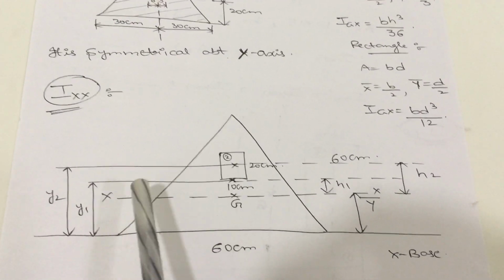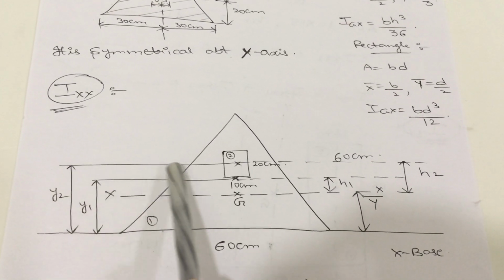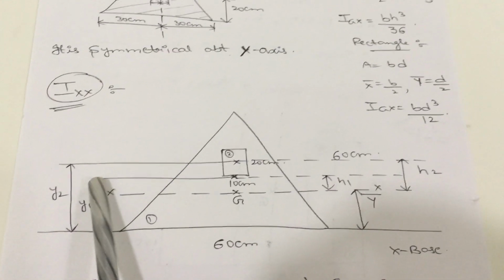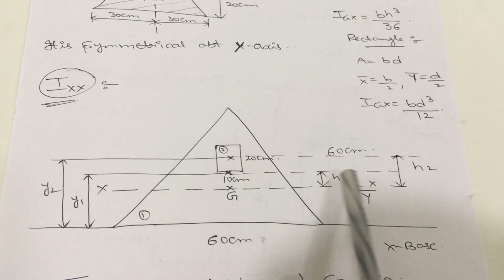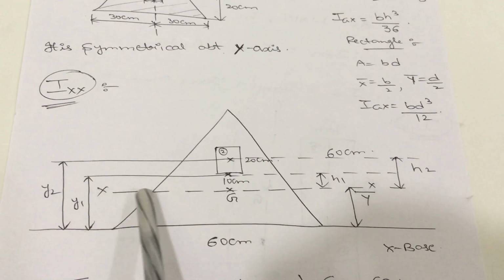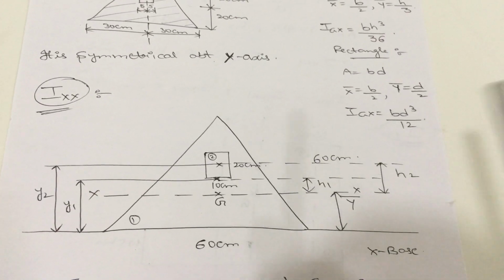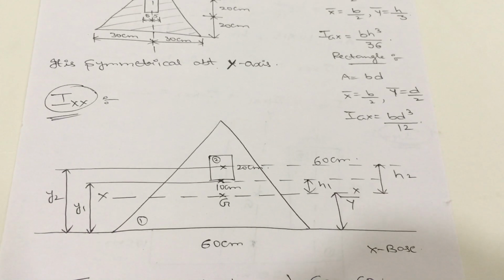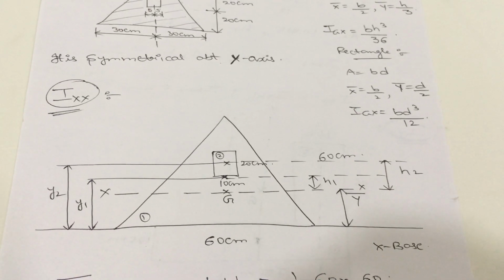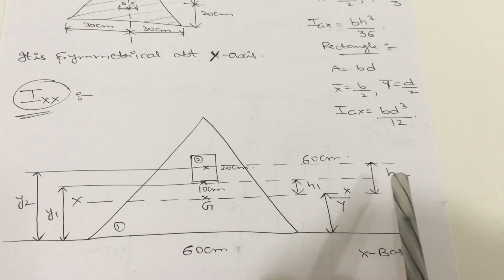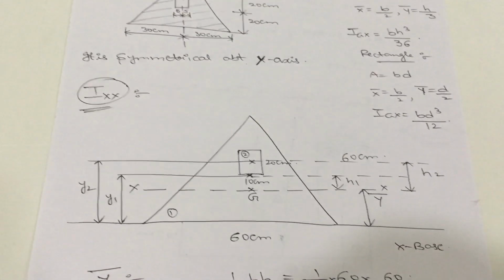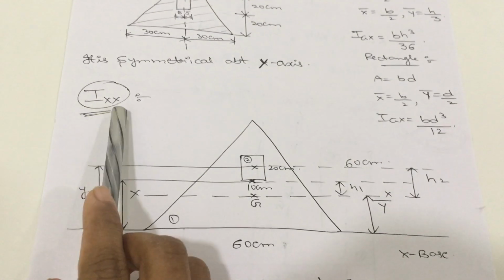So here this is the centroidal x axis for the second section. This is the centroidal x axis for the first section. This is the centroidal x axis for the complete section. So between those two parallel axes, for the complete section and for the individual sections, you will get the H1 value and H2 value. From all these values, you can calculate the Ixx value.